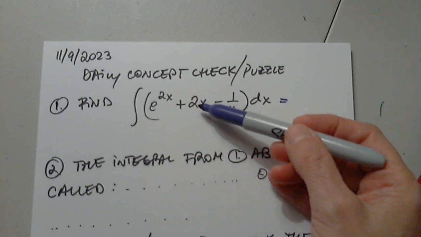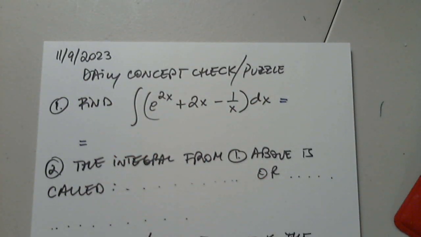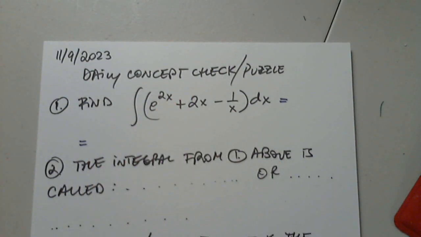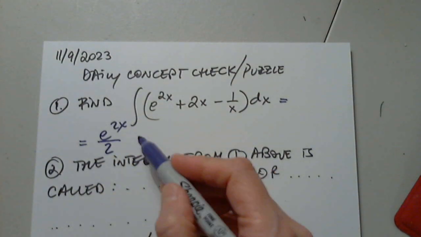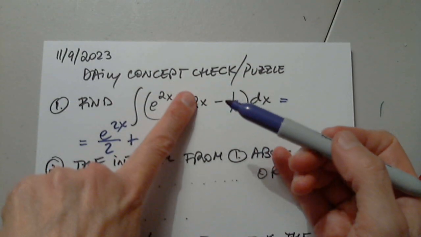Go from e to 2x plus 2x minus 1 over x dx. Can anyone help with this? Which function prime is e to 2x? E to 2x over 2. Exactly. Awesome. Plus, which function prime is x?